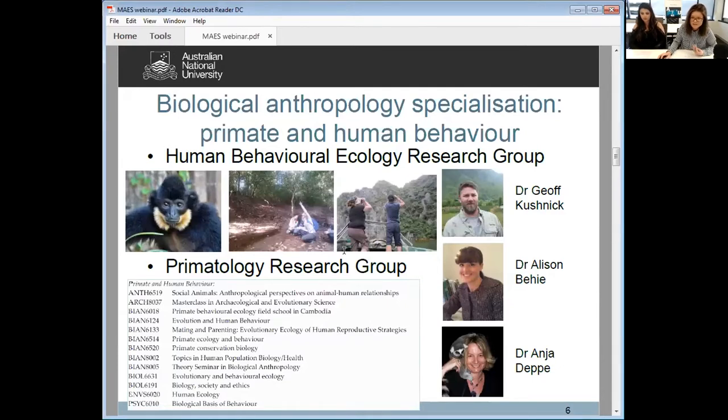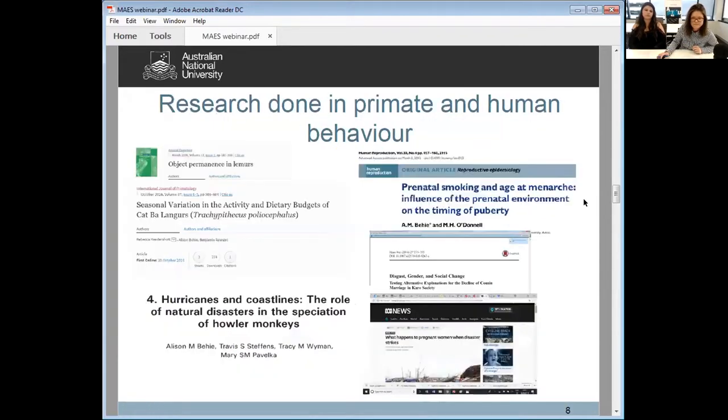As you can also see from the pictures on the screen, this is a specialization that very much relates to the living, which includes living humans as well as what we call non-human primates, so monkeys, apes. It's really all about looking at the behavior and the ecology of those living animals and trying to understand the behavioral choices or patterns from an evolutionary and biological perspective. And as I was saying earlier, we do have field schools that you could participate in to look at this sort of research.